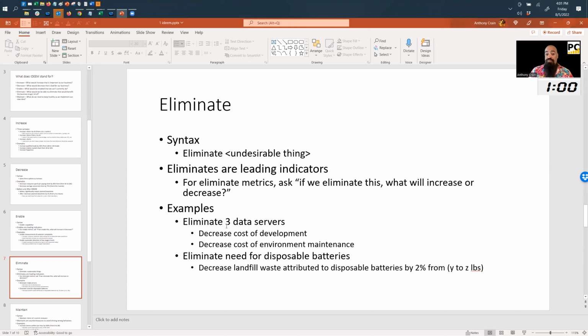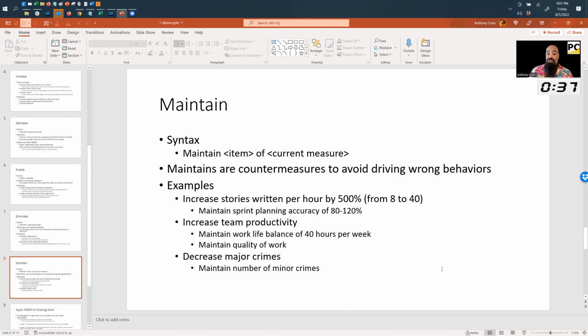Eliminate has the exact same kind of idea. Here in the examples, we're going to eliminate 3 data servers. Great. If you eliminate them, what will increase or decrease? We will decrease the cost of development. We will decrease the cost of environment maintenance. Here, we're going to eliminate the need for disposable batteries in our product. Okay, well, cool. If we eliminate them, what will that increase or decrease? This will decrease landfill waste attributed to disposable batteries by 2% from Y to Z pounds. And so you can see the unit, pounds. Again, asking what will be eliminated or what will increase or decrease yielded fruit.